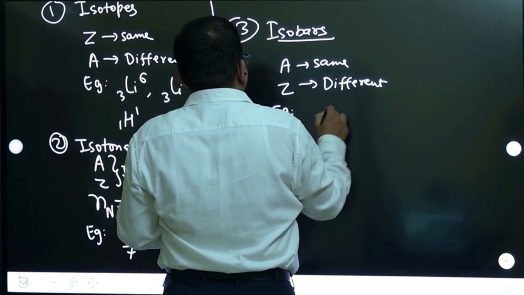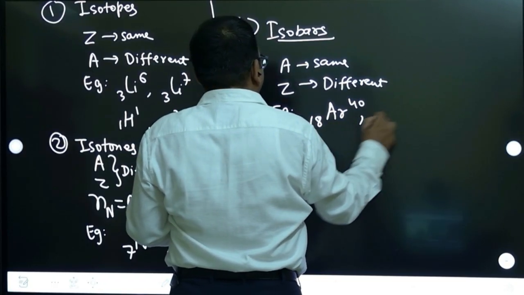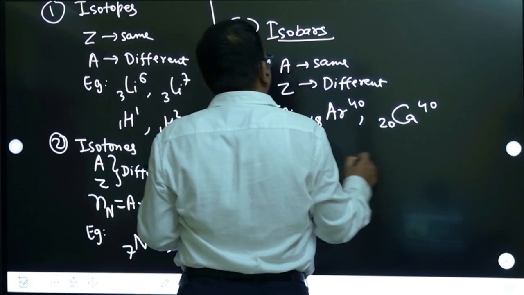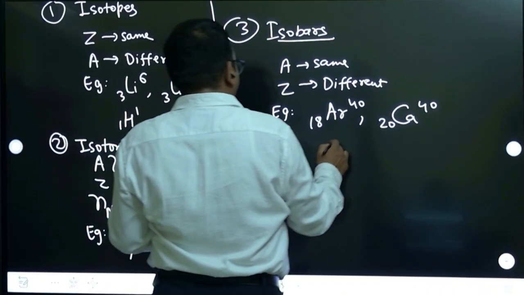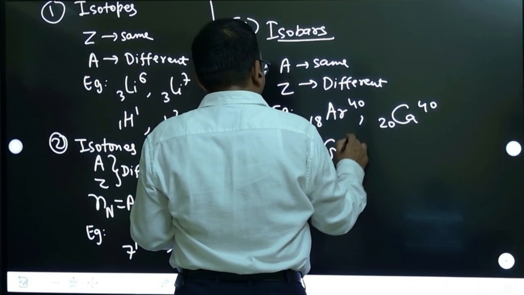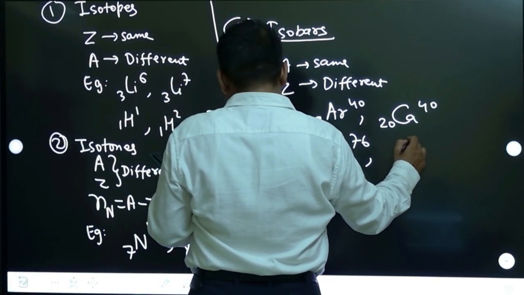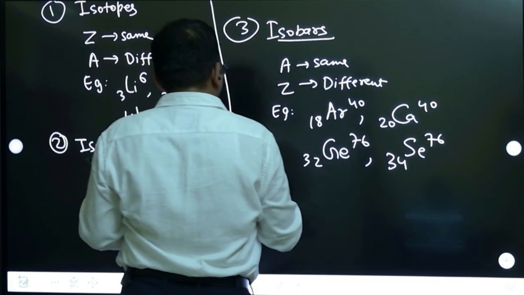Example, argon 40, calcium 40 20. Right? Mass numbers are same. Okay. Many other examples are there. Germanium 32 76, selenium 76 34. Many examples are there. Okay.